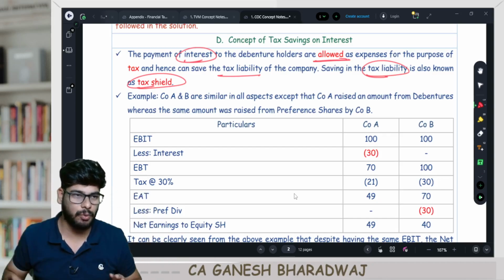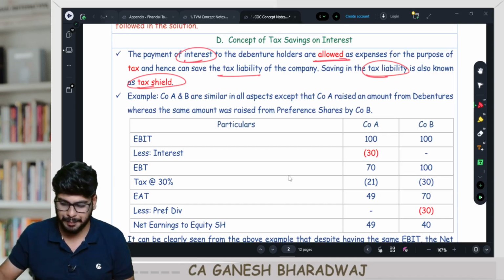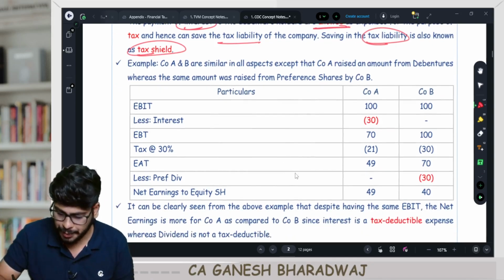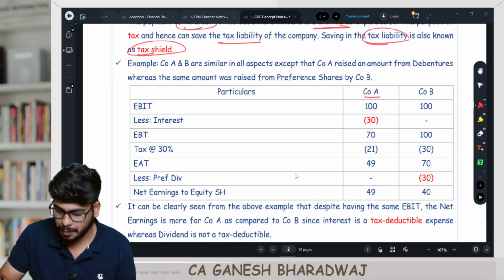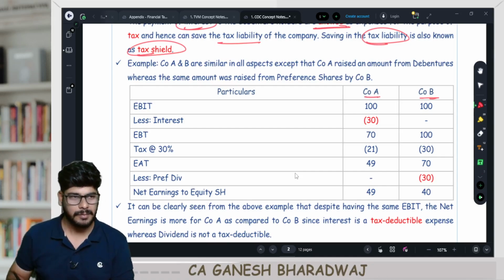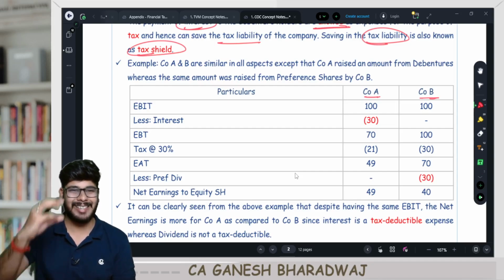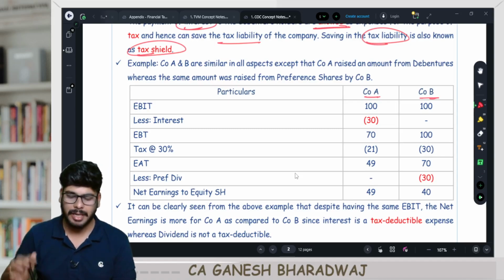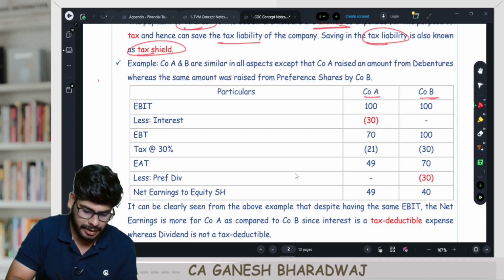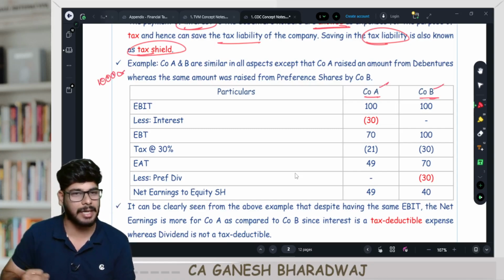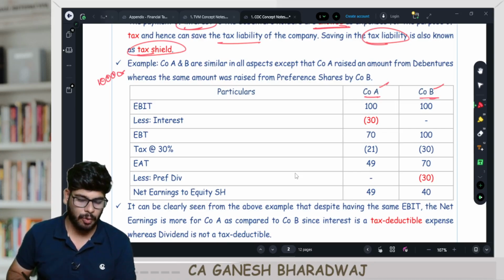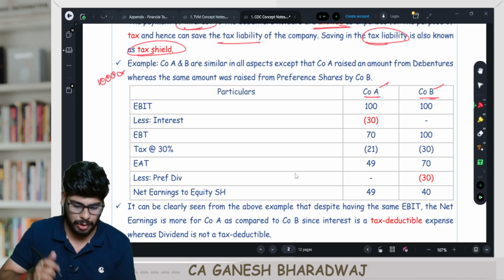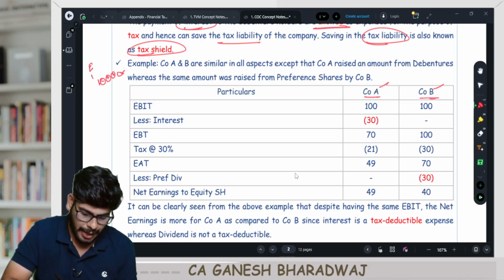Now, let me give you one illustration. Let me give you one example. Let us say there are two companies, company A and company B. Both companies have the same total capital employed. Let us assume 1000 crores was invested in this business, in both company A and company B. But the only change was, example only I'm giving you, equity and debt.